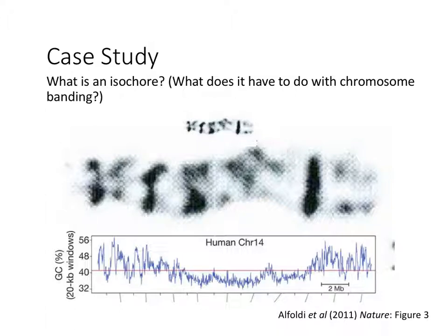This is an isochore plot down here on the bottom, and I've just blown it up. So which chromosome is this? This is human chromosome 14 in this graph. So I've taken an image of human chromosome 14, a banded image, and it's scaled now so that the length of this chromosome is the same as the length of the plot.